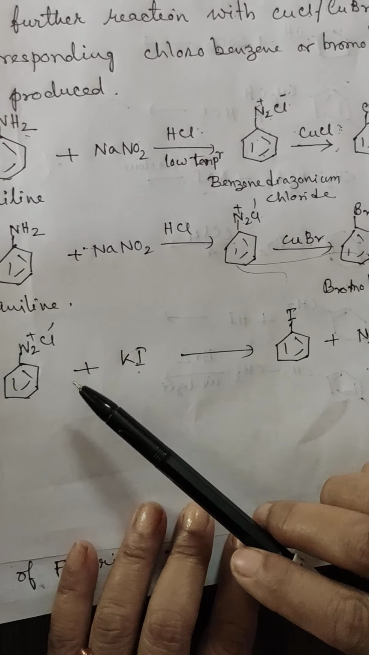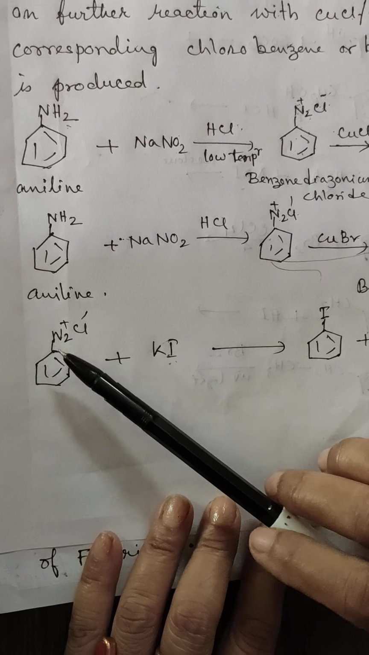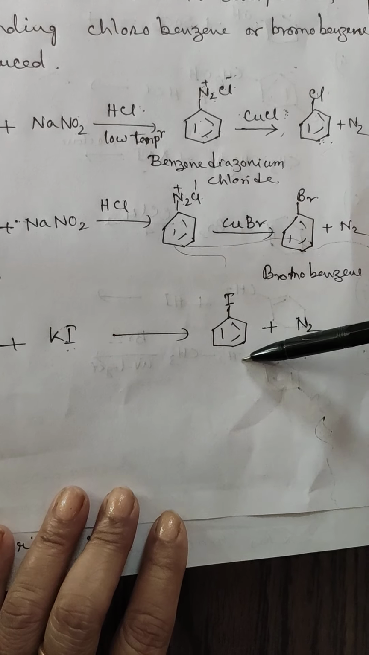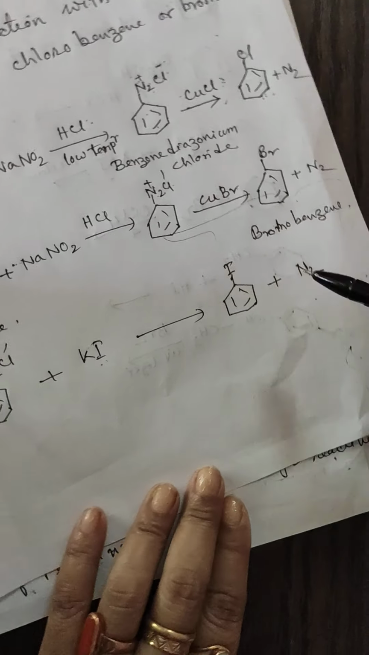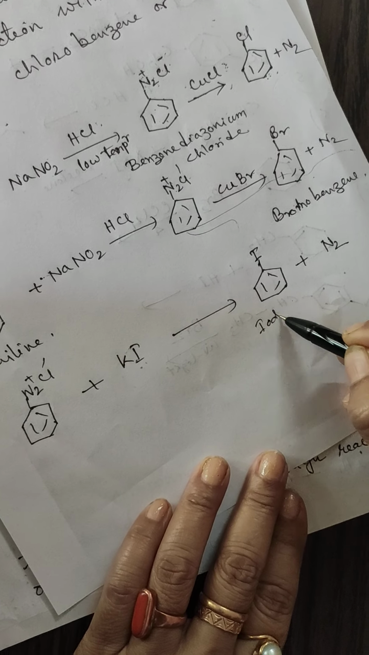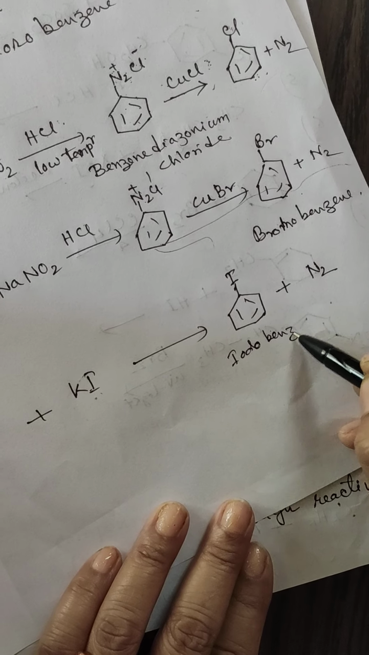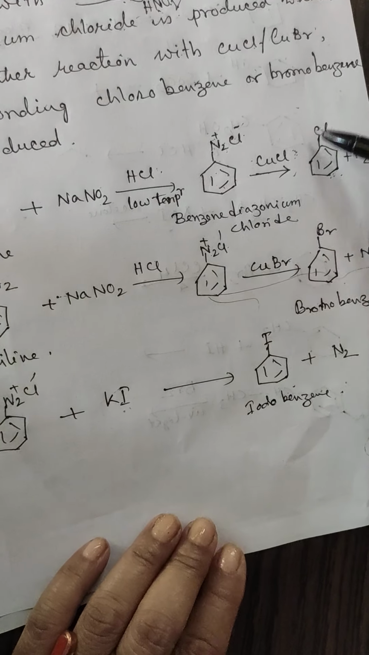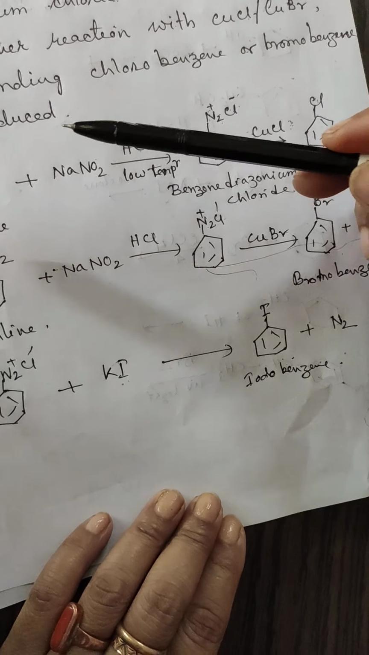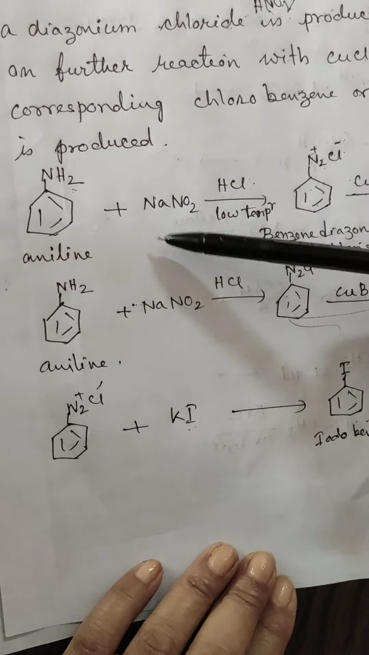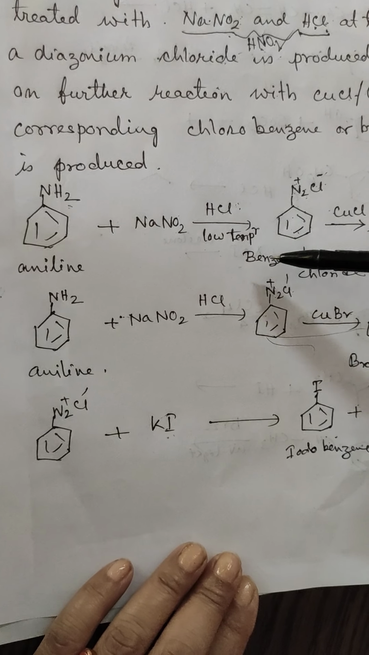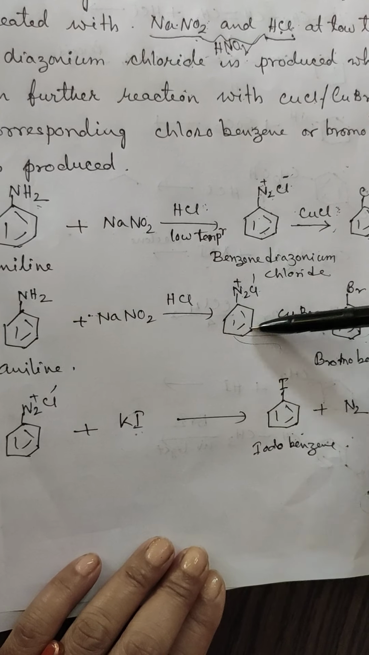Similarly, third to chua potassium iodide disu diazonium chloride or logot potassium iodide when you add, then you get iodobenzene. This compound is known as iodobenzene. Iodobenzene is from, so chlorobenzene, bromobenzene, iodobenzene, all these three you can prepare from aniline by reaction with nitrous acid at low temperature to produce the benzene diazonium chloride middle compound.